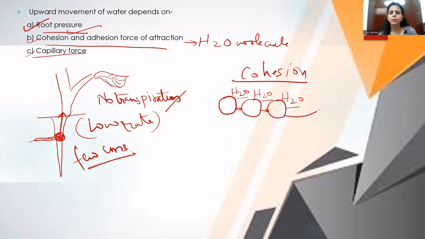When one water molecule is moving forward or ahead, automatically the second water molecule will also start moving along with the first molecule, the third one will start moving along with the second molecule, and the fourth molecule will start moving along with the third molecule. This is because all these water molecules have a strong force of attraction between them. This force of attraction or this property is known as cohesion, or cohesive force of attraction.